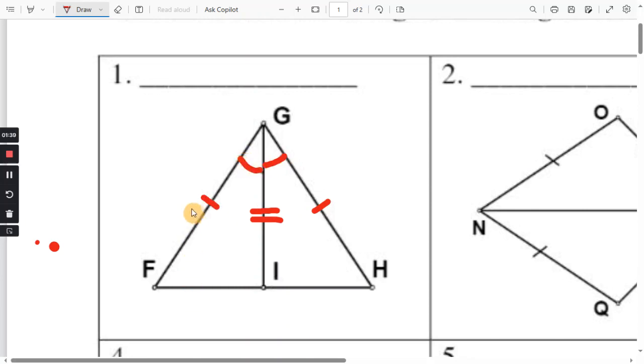So if we go in order, we have side, angle, side. Side, angle, side. Notice the angle is in between the two sides that are congruent. So that's going to be SAS, side, angle, side. See, the A is in between the two S's, just like this angle is in between the two sides that are congruent.